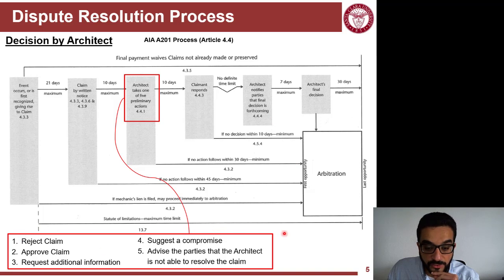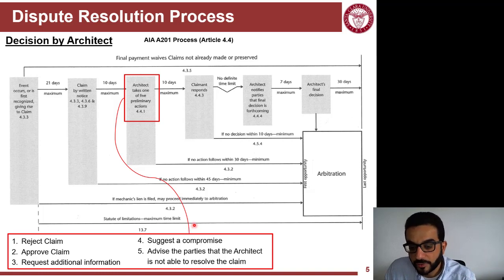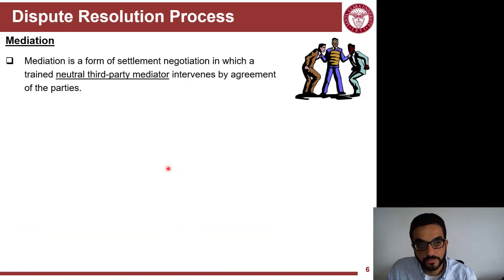They might require additional information. They might suggest a compromise, or say, folks, I can't resolve that. Let's move on to the next step, which might entail going right away into arbitration or other steps, as we'll see. So the next step might be mediation.